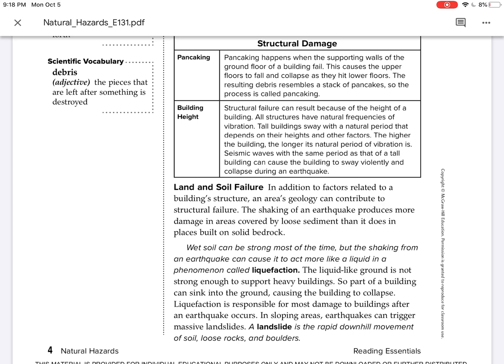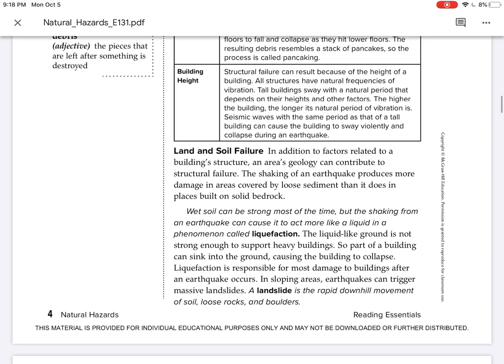Liquefaction is responsible for most damage to buildings. After an earthquake occurs in sloping areas, earthquakes can trigger massive landslides. A landslide is a rapid downhill movement of soil, loose rocks, and boulders.